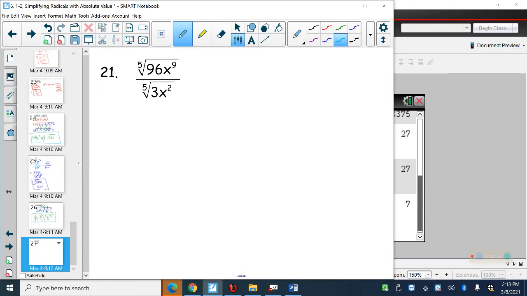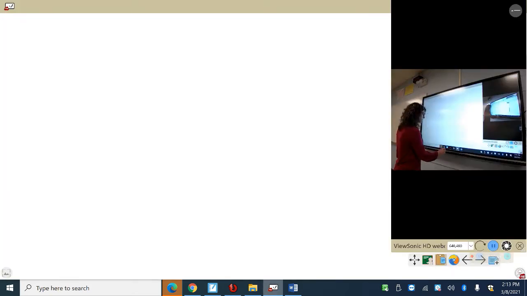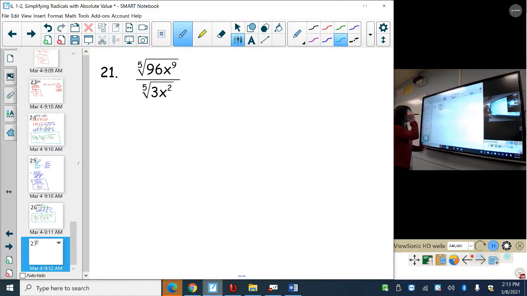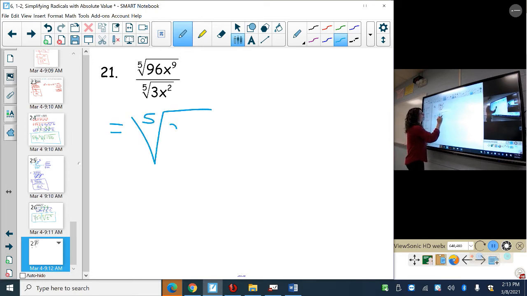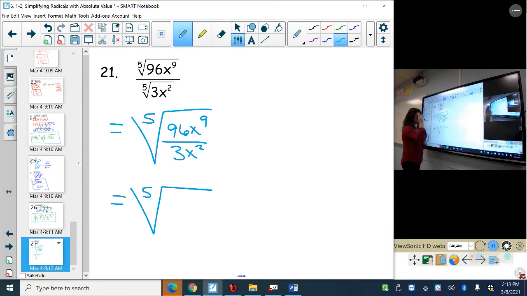Last problem. Well, I look at this and I see that we've separated them, and I know that 96 is divisible by 3, and I know that x to the 9th is divisible by x squared. So I'm going to go ahead and put these back together, making this the 5th root of 96x to the 9th over 3x squared. 96 divided by 3 is going to be 32. I have 9 x's on top and 2 on the bottom to give me x to the 7th.